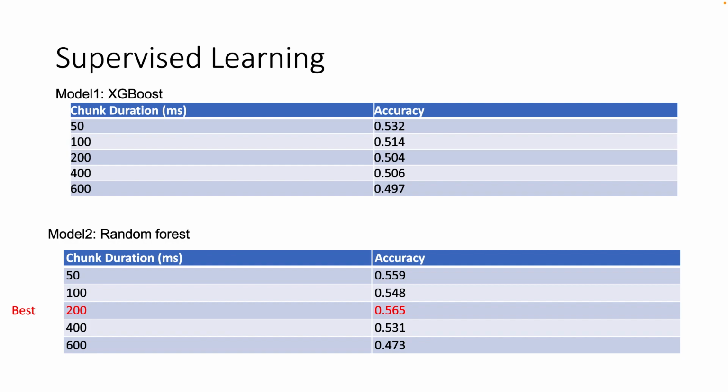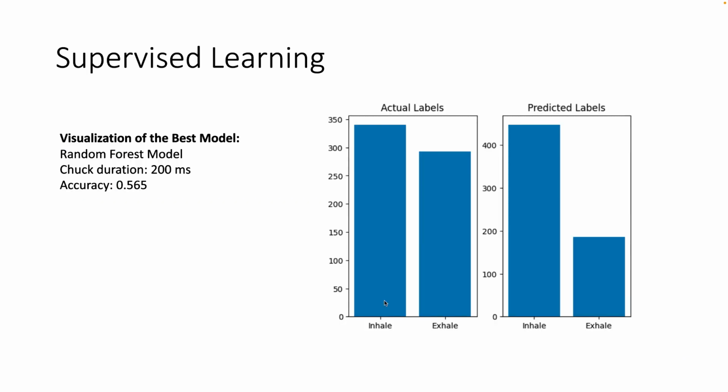And finally, we find the best accuracy happens at 200 for random forests, and the accuracy is 0.56, a little bit better than guessing. Here's the visualization of that part. You can see it predicts some inhale, some exhale, or inhale.